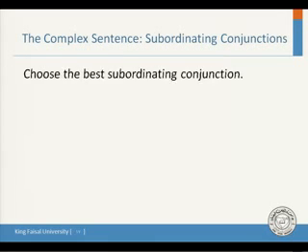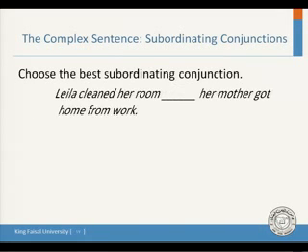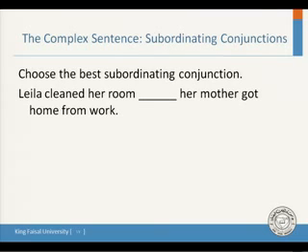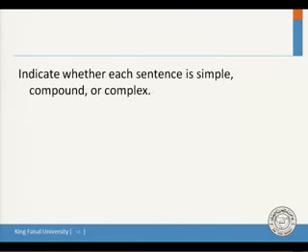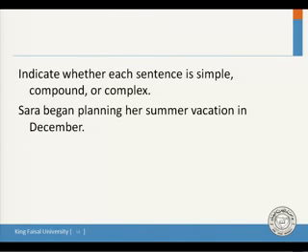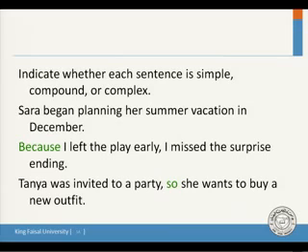Another sentence. Choose the best subordinating conjunction. Layla cleaned her room. Her mother got home from work. Before. It's time here. We're talking about time. I want you to study these sentences. And we have another question. Which of these sentences is simple?